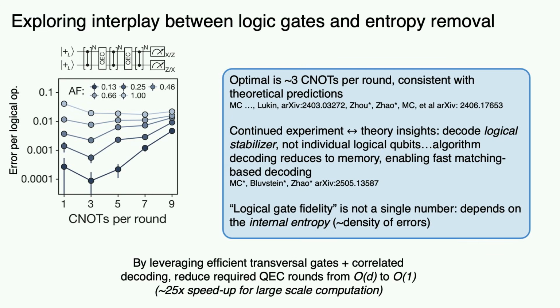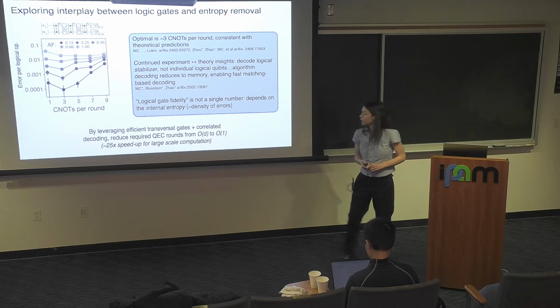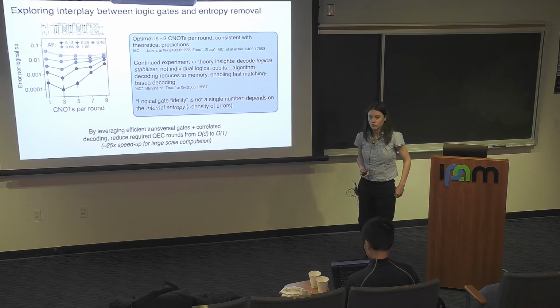All right, so to conclude, we've found that by leveraging these efficient transversal gates and this correlated decoding, you actually don't need d rounds of syndrome extraction. You only need on the order of 1. And this is actually a big deal when we think about scaling to large-scale algorithms, where you need very large code distances on the order of 20 to 25. It gives us a roughly 25 times speed up for these large-scale algorithms, which is quite substantial.